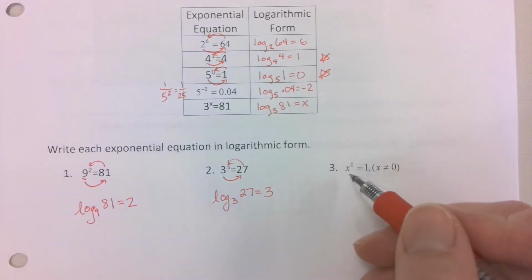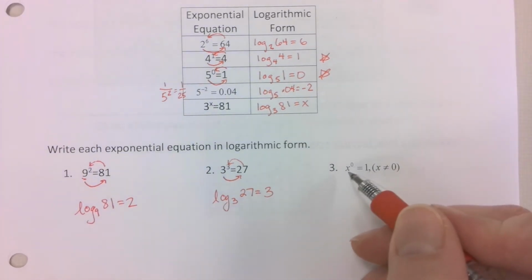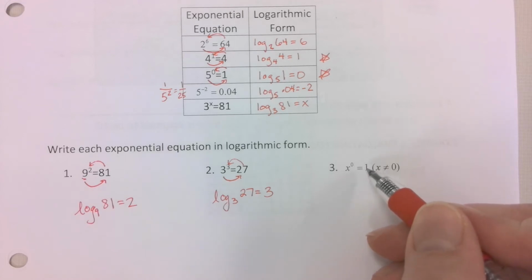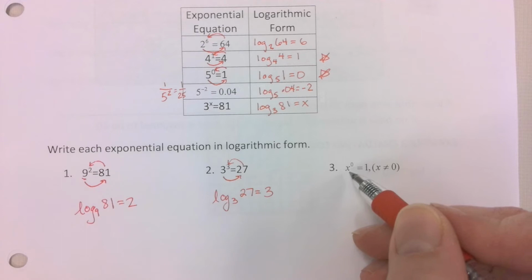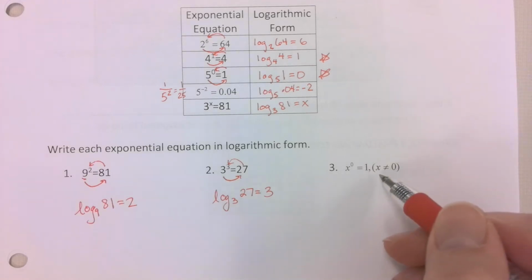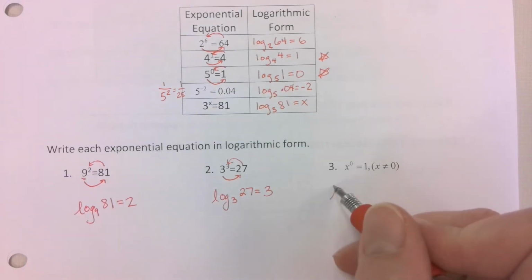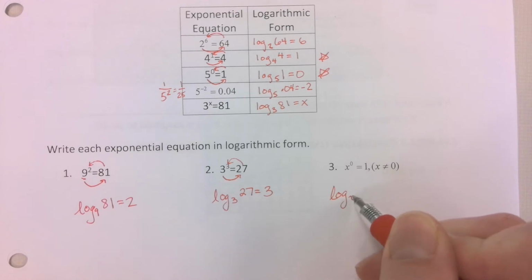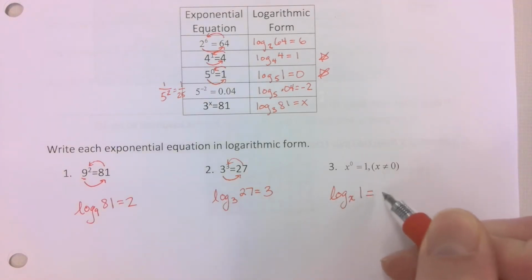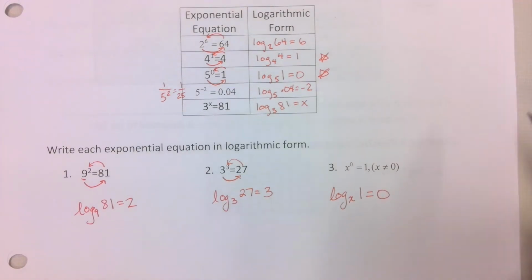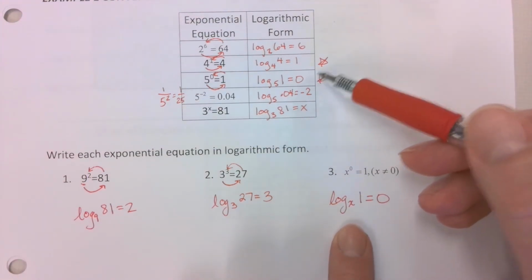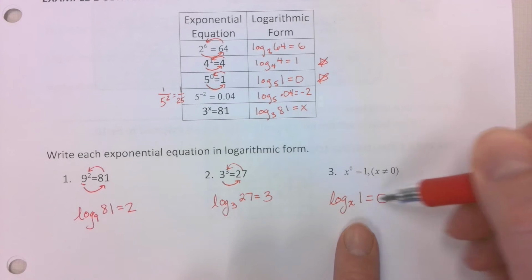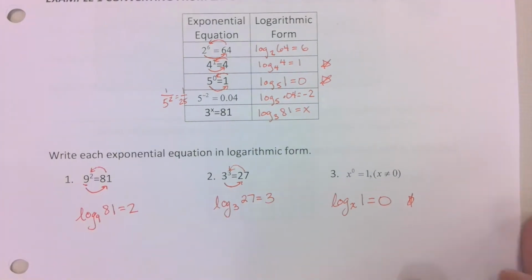All right, this next one says x to the 0 equals 1. Anything to the power of 0 is equal to 1. And the stipulation is that x can't be 0. 0 to the 0 is undefined. So that stipulation's there. This would change to be log base x of 1 equals 0. And if you come back up, this problem plays out like this. Log base anything of 1 is always equal to 0. So that's again one of our properties.